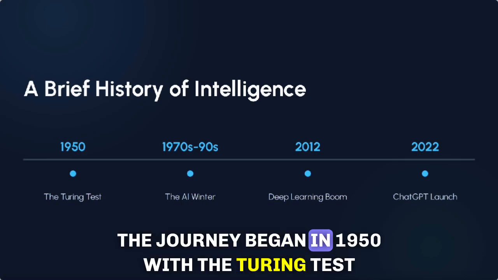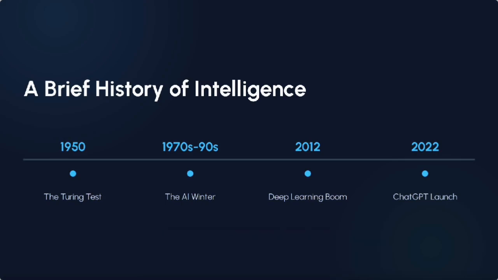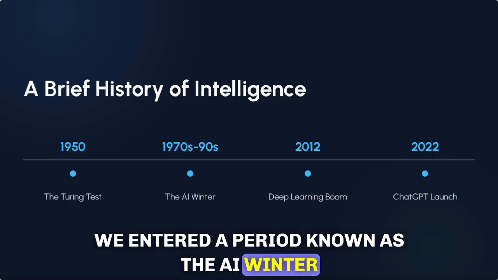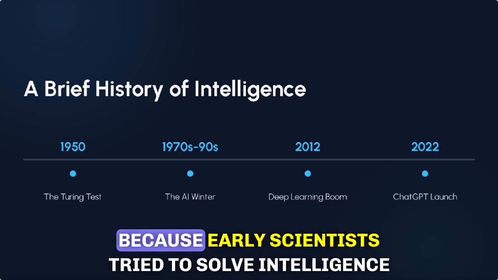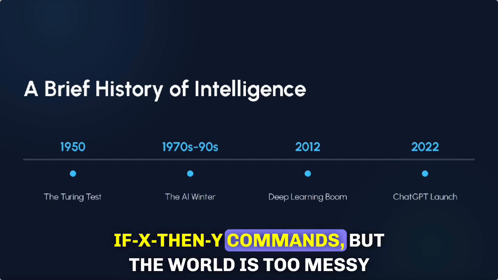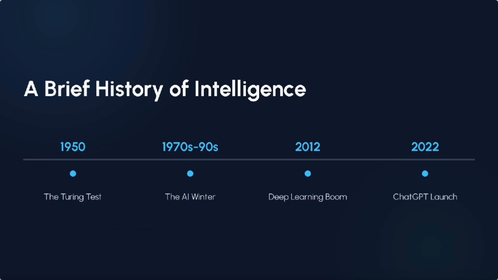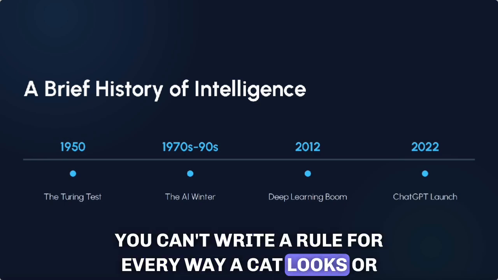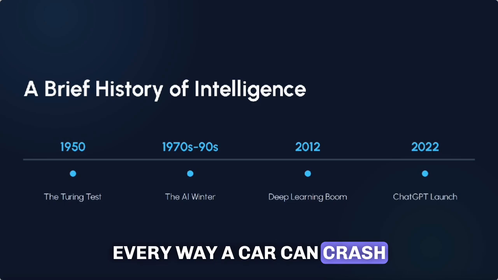The journey began in 1950 with the Turing test, but for decades we hit walls. We entered a period known as the AI winter. Why? Because early scientists tried to solve intelligence by writing rules. They tried to give the computer a giant list of if X then Y commands, but the world is too messy. You can't write a rule for every way a cat looks or every way a car can crash.